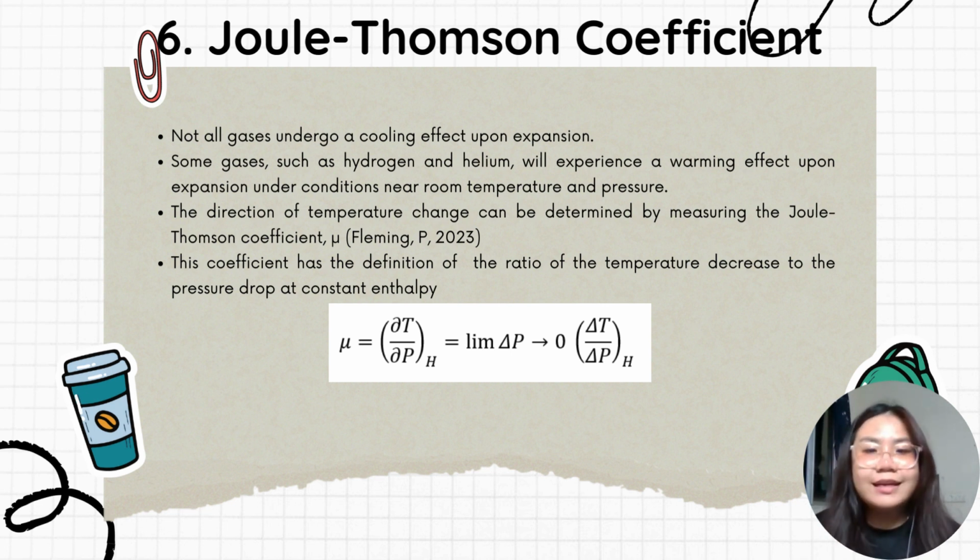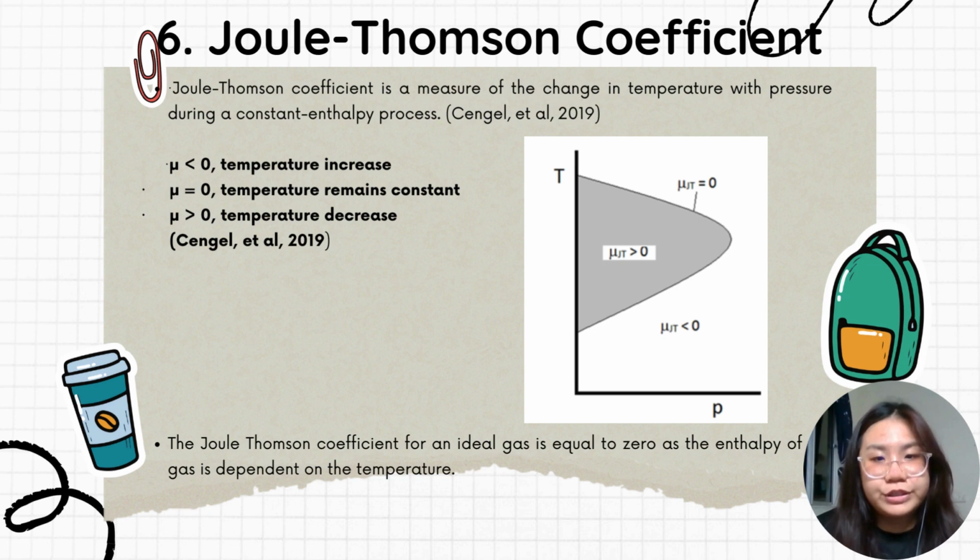and pressure. The direction of the temperature change can be determined by measuring the Joule-Thomson coefficient, given by the symbol mu. The coefficient is defined as the ratio of the temperature decrease to the pressure drop at constant enthalpy. So, as we can see, the formula for the Joule-Thomson coefficient mu is equal to dT over dP at constant H, which is the enthalpy. The Joule-Thomson coefficient is a measure of the change in temperature with pressure during a constant enthalpy process.